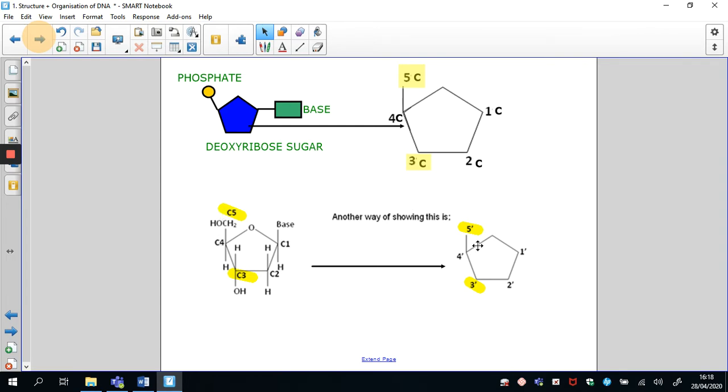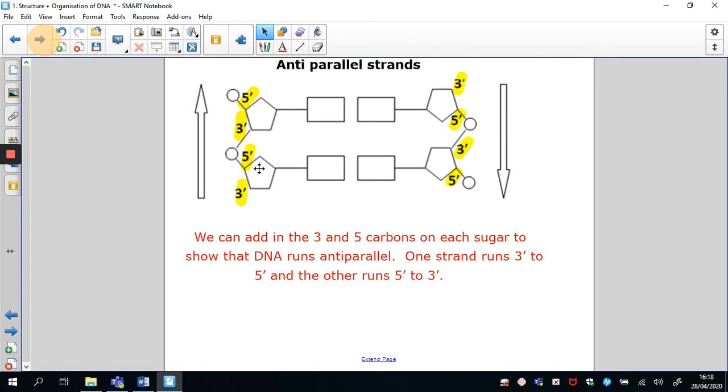Now, both of these diagrams are just taking out all the complicated chemistry and putting in a number. So there's the first carbon, the second, the third, the fourth, the fifth. This one, instead of putting the C for carbon, has a wee dash at the top. We would say that as 1 prime, 2 prime, 3 prime, 4 prime, 5 prime. So, bearing that in mind, when we look at our housey one, this is the 3 prime, and this would be the 5 prime end, where it's joined onto the phosphate there.